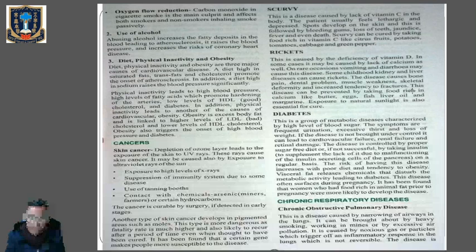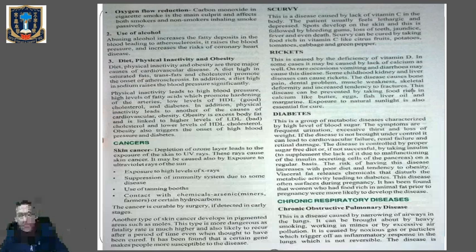So at the beginning only, if cancer is detected, then it can be cured by means of surgery. Okay, so another type of skin cancer develops in pigmented areas such as moles. This type is more dangerous as the fatality rate is much higher and it is likely to reoccur after a period of time. It has been found that a certain gene makes people more susceptible to the disease. Even if you have the cancer causing genes in your body, they are in their recessive state. You will learn in class 12 about cancer also in detail.